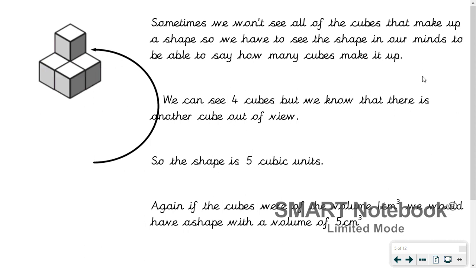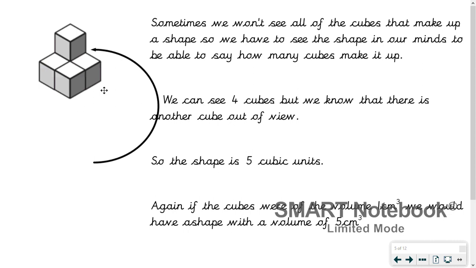Sometimes we won't see all the cubes that make up a shape when using this method. So we have to see the shape in our minds to be able to see how many cubes make it up. Because I can see 1, 2, 3, 4, but I know that for that one to be stood on top, there has to be something underneath it. So following the arrow, there's something back there.